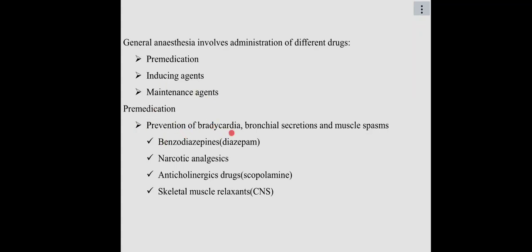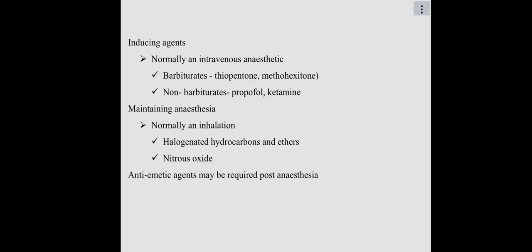Pre-medication, that is prevention of bradycardia, bronchial secretions, and muscle spasms. You can use benzodiazepines, you can use narcotic analgesics, you can use anticholinergic drugs, you can use skeletal muscle relaxants. All these are drugs. I believe you've studied them. So in each of these classes, please put an example of drugs that you can use. We have looked at narcotic analgesics that you can use in theater, the fentanyls and so on. So make sure you know an example of each of those drugs that you can use for pre-medication.